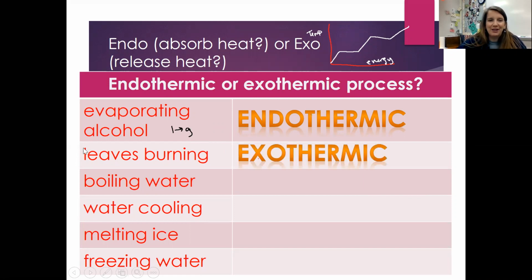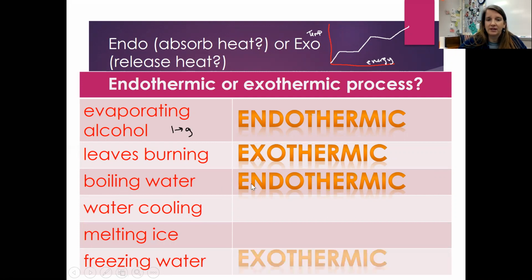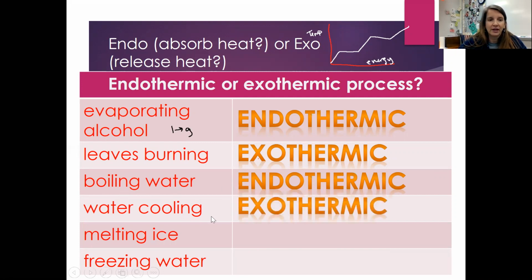Boiling water. So when we think about boiling water, maybe spaghetti is your favorite dinner like my son's, we would put a pot of water on the stove. We have to crank up that heat. So we're having to give it heat in order to get it to boil. So that's also going to be an endothermic reaction. Water cooling. When something is cooling, that means it's losing heat. So that has to be an exothermic process.